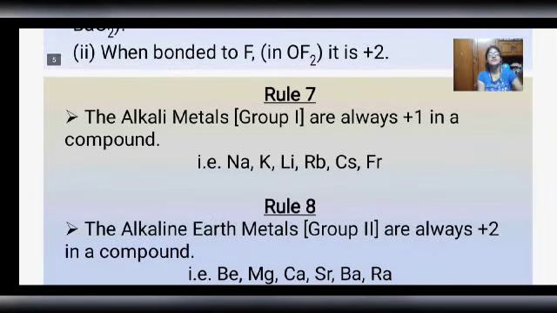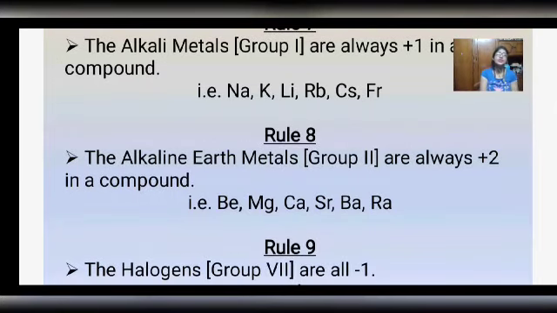Rule number 7, alkali metals have 1 electron in the outermost orbit, that is in the S shell. So, they will be forming ions like Na plus, potassium plus, all these things, and naturally their oxidation number will be +1. Alkaline earth metals have 2 electrons in the outermost orbit, that is the S shell. So, their oxidation numbers will always be +2.